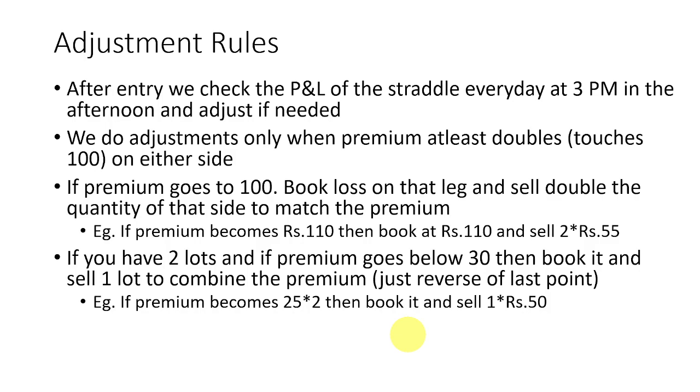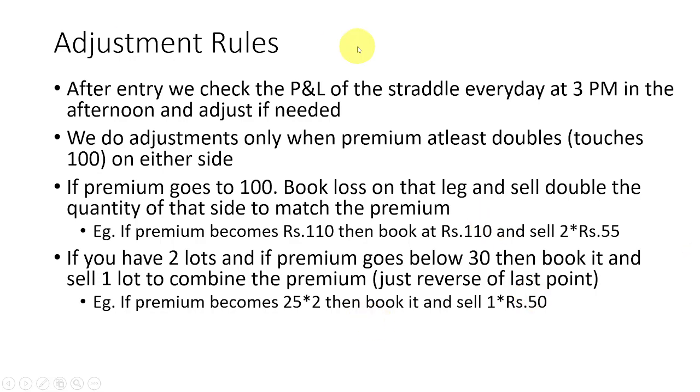Say suppose after doing 55 rupees, if it still goes to 100 rupees, 110 rupees, then we will not do further adjustment by booking the losing leg and maybe selling 3 into whatever premium it is. We'll not do that. The only reason is because if we do that, the probability of loss will be more and our MTM loss of 10,000 rupees will be touched easily. So we won't be doing that.